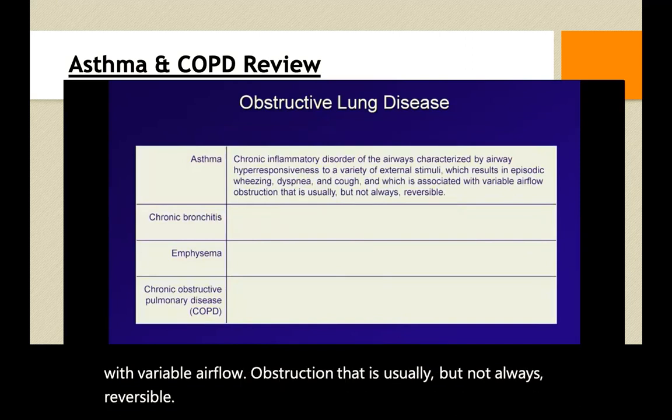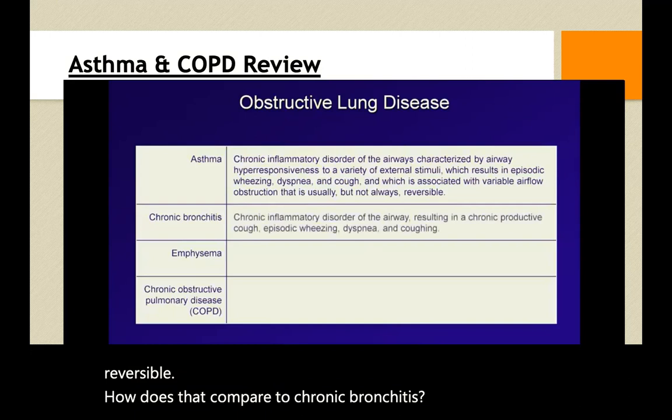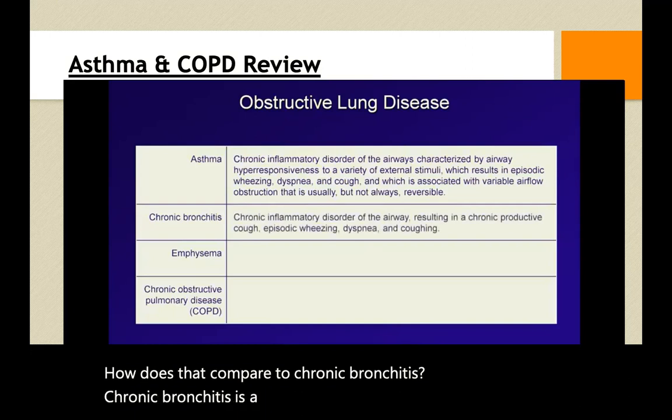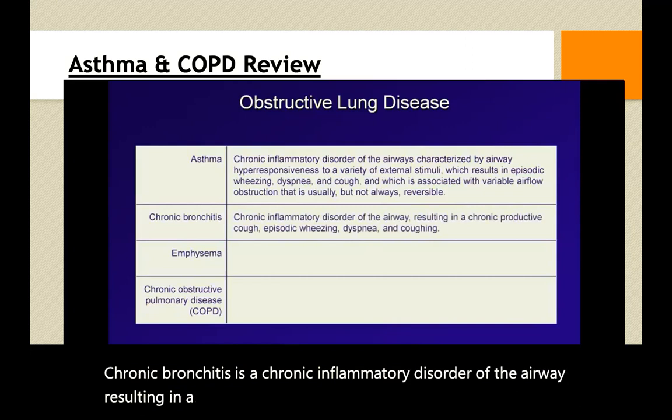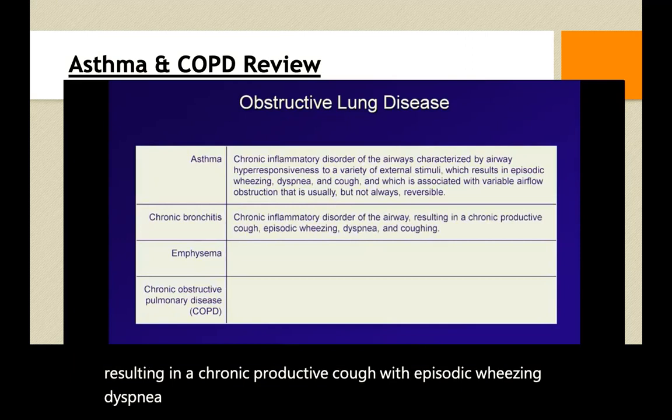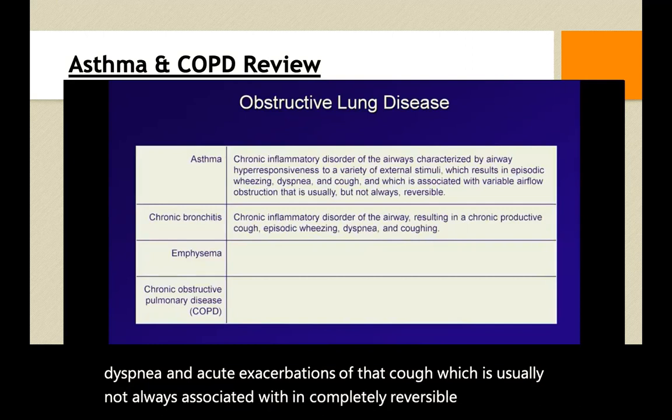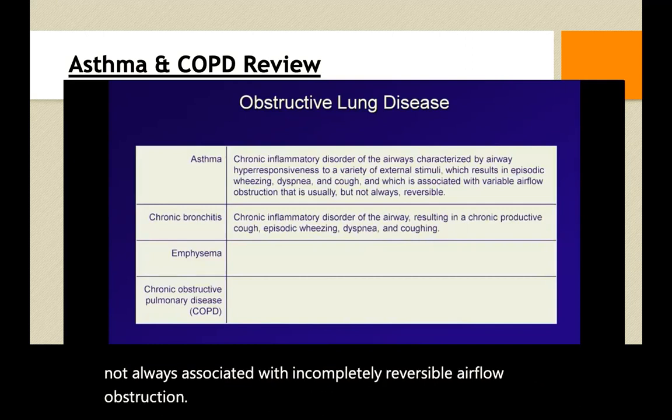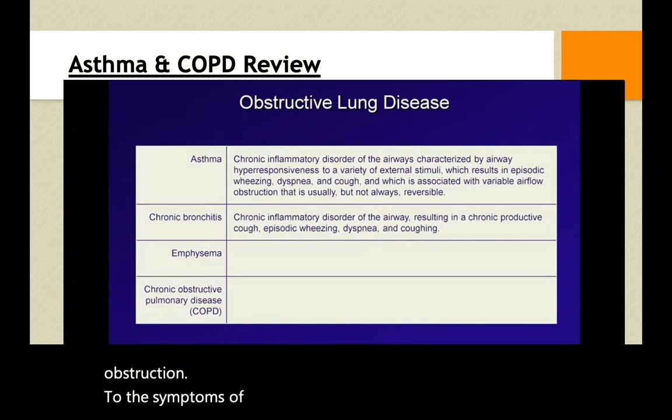How does that compare to chronic bronchitis? Chronic bronchitis is a chronic inflammatory disorder of the airway, resulting in a chronic productive cough with episodic wheezing, dyspnea, and acute exacerbations of that cough, which is usually, though not always, associated with incompletely reversible airflow obstruction. So the symptoms of asthma and chronic bronchitis sound kind of similar.